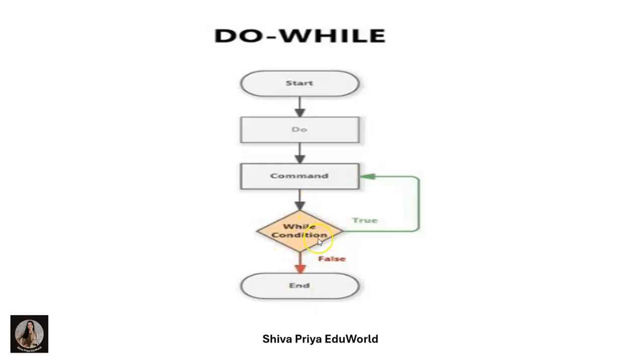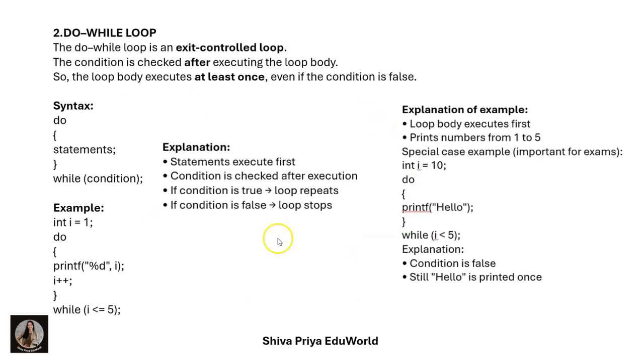Clear? It will check the condition later. If the condition is true, it will keep on looping, or else it will come out of that loop, break the loop. Clear? This is the flowchart of the do while loop. It is all about the do while loop.